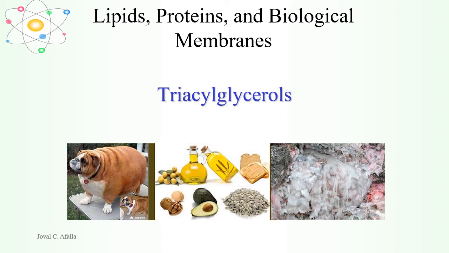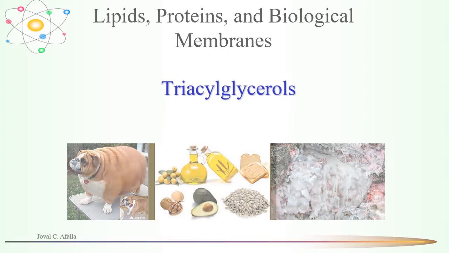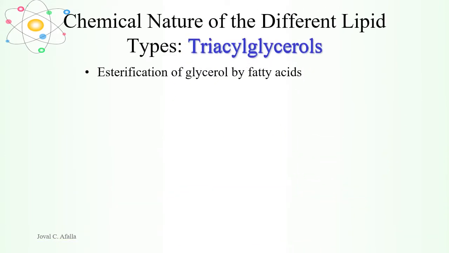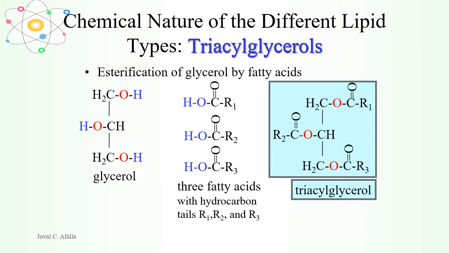In this section, we will look at triacylglycerols. Glycerols are simply the esters of glycerol with fatty acids. So to illustrate, we start with glycerol with its 3 alcohol groups and 3 fatty acids. Again, here just labeled R1, R2, and R3 for their hydrocarbon tails. So we just form esters among them.